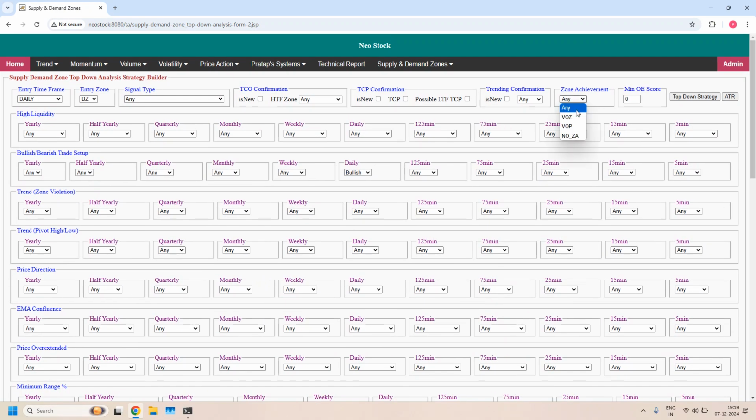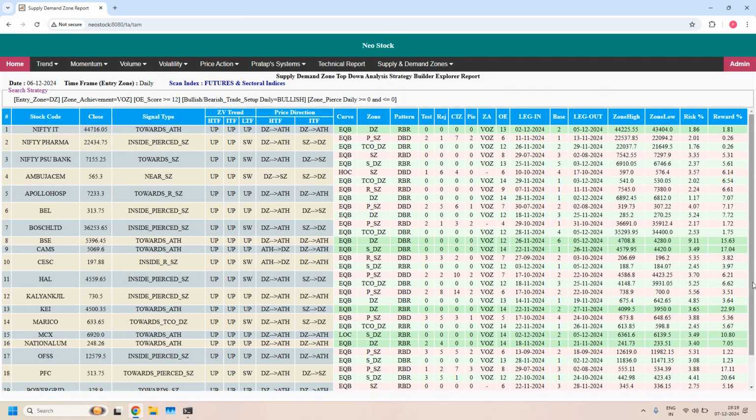And zone achievement should always be violated opposing zone. Minimum odd enhanced score should be 12. All three filters are applied to the daily demand zone. Now let's filter the stocks. So we got a good number of stocks.